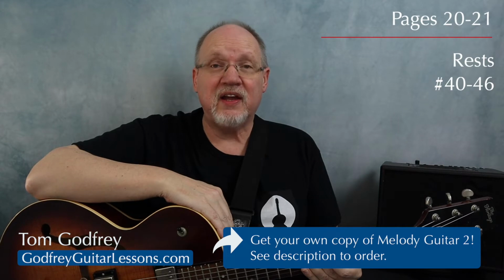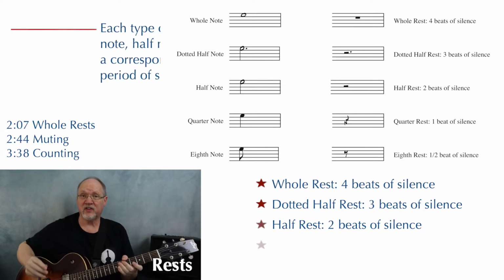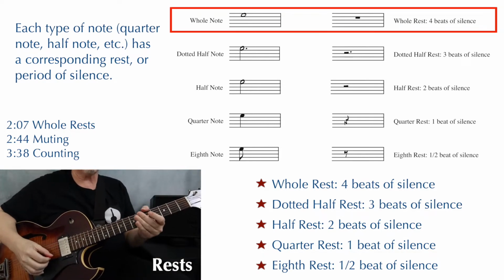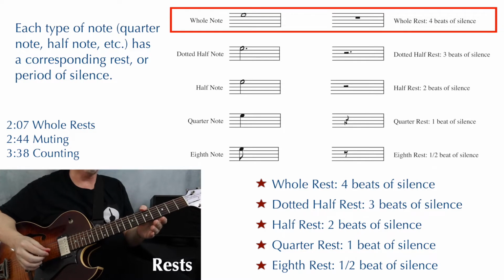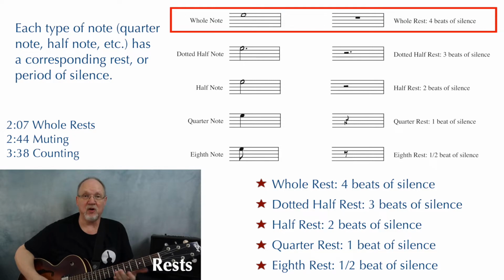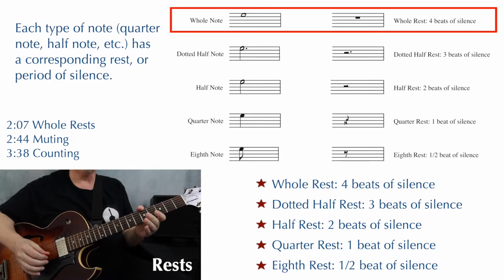We're on pages 20 and 21, and from now on, you're going to start to see rests in your melodies. For every type of note, there is a corresponding rest or silence. For example, your whole note gets 4 beats: 1, 2, 3, 4. A whole rest gets 4 beats of silence. So if I'm alternating whole notes and whole rests, we've got 1, 2, 3, 4, rest, 2, 3, 4.